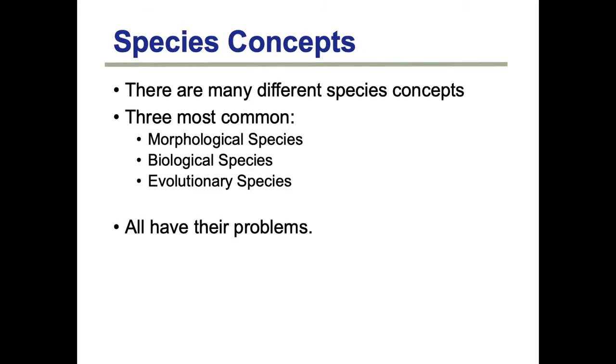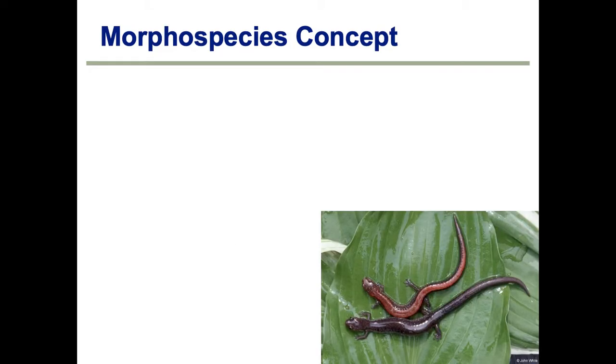Okay, so now that you've come back, there are a few different common concepts that we use to differentiate species. There are lots of different ways to do this, and many different scientists disagree about this. They all have both pros and cons to them, but the three most common ways that we tell species apart are the morphological species concept, the biological species concept, and the evolutionary species concept. So we'll go through each of these.